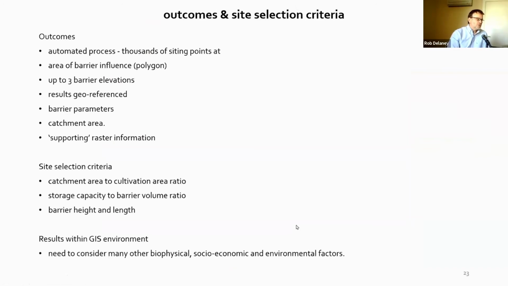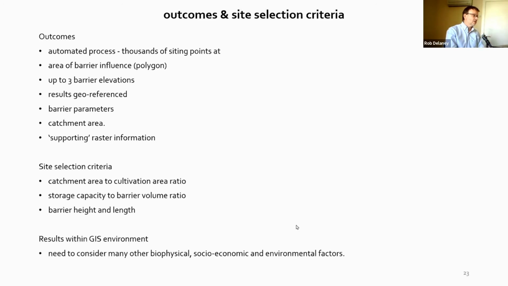And so the outcomes: we've got an automated process that's capable of assessing thousands of siting points. We've got the area of the barrier, calculate the area of influence, the flooded area. It can calculate up to 3 barriers at different elevations. The results are georeferenced. They've got different barrier parameters of height, length, and volume.